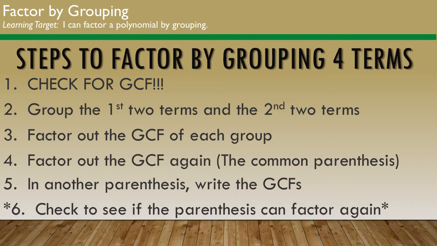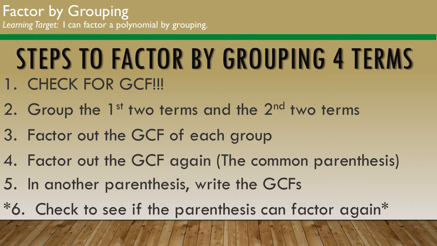It may not always work if we have four terms, but it's something that we can try to break these things down. So first thing we're going to do is look for the greatest common factor, and we're going to do that for anything. We saw that with trinomials. We can also do that with binomials. We're always going to look for the greatest common factor.